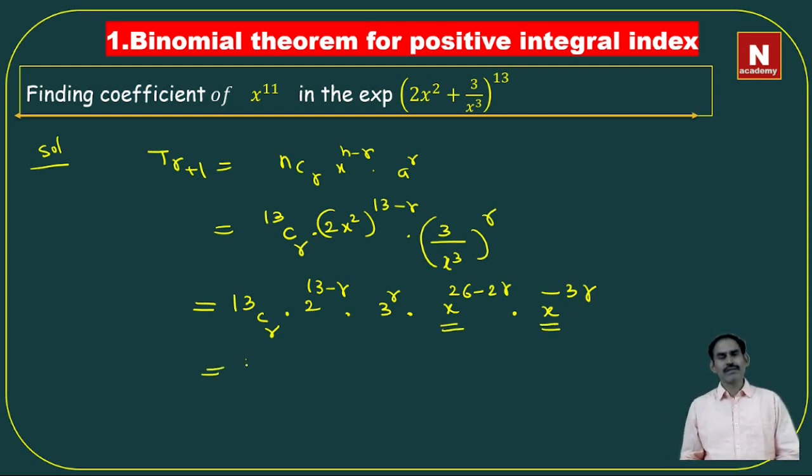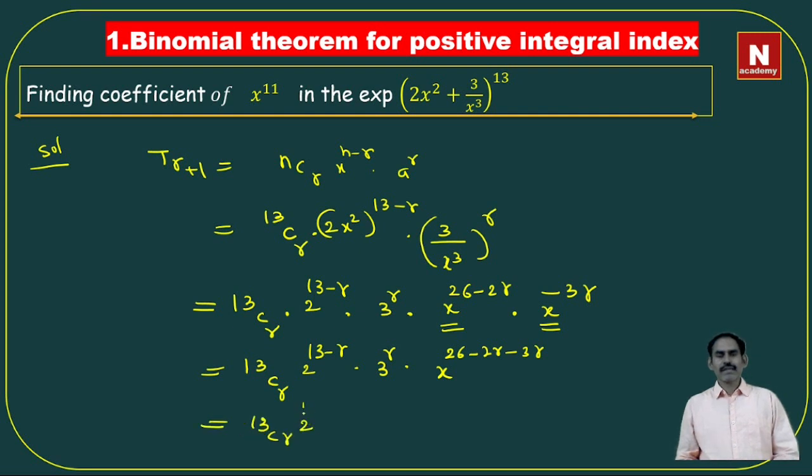That implies 13Cr · 2^(13−r) · 3^r · x^(26−2r−3r). That implies 13Cr · 2^(13−r) · 3^r · x^(26−5r). This is equation 1.